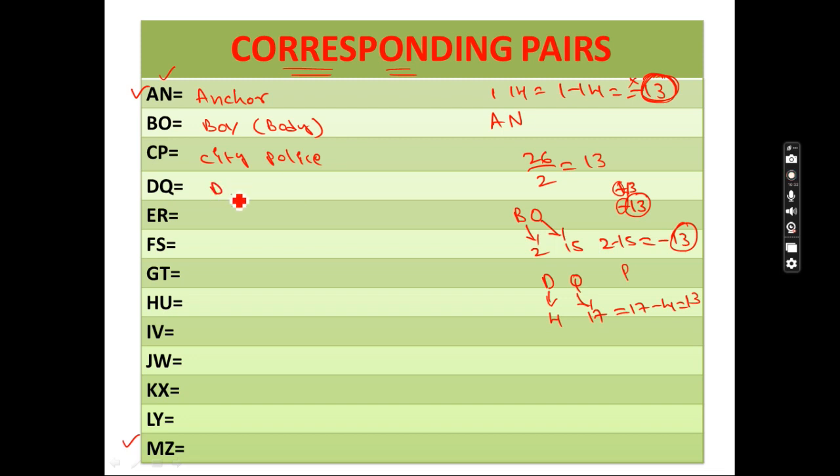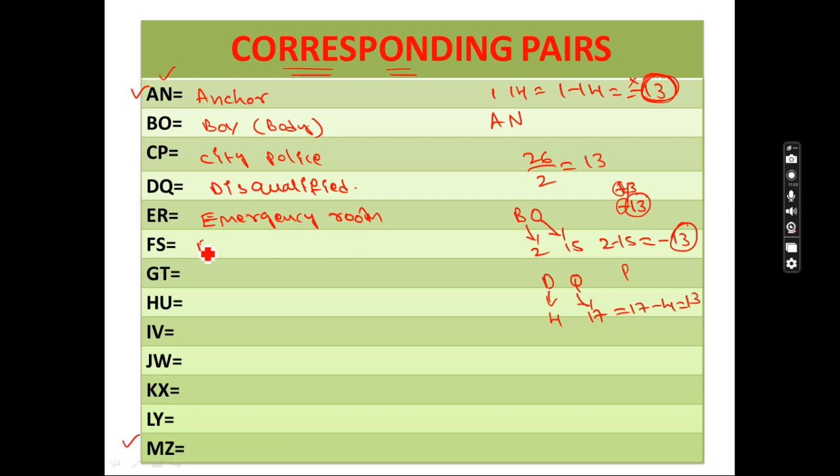DQ means disqualified. Like this you can remember. One word you should remember, and you should get the opposite corresponding pair also. Okay. ER. What is ER? How to remember ER? Same, nothing to worry here. Emergency room. ER is nothing but emergency room. Like that, if you get any other word also, you can make use of it.